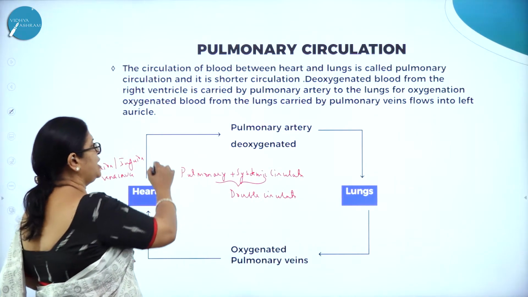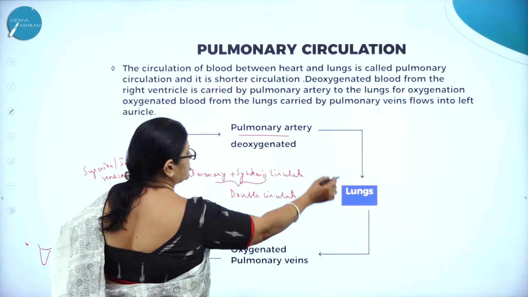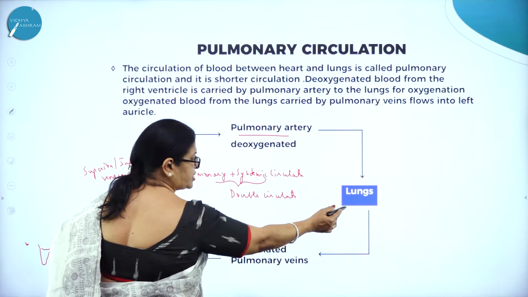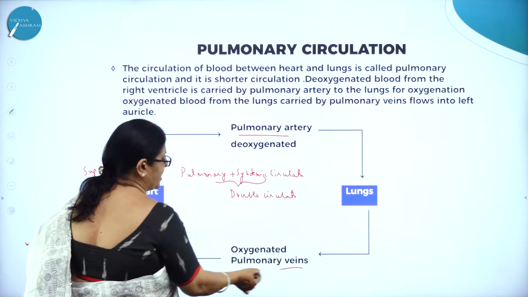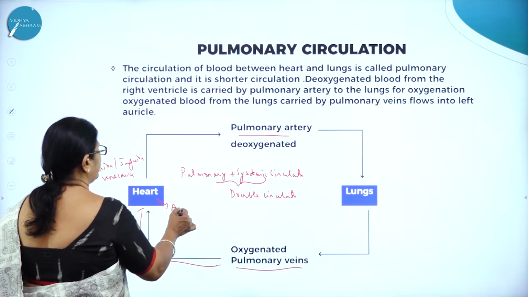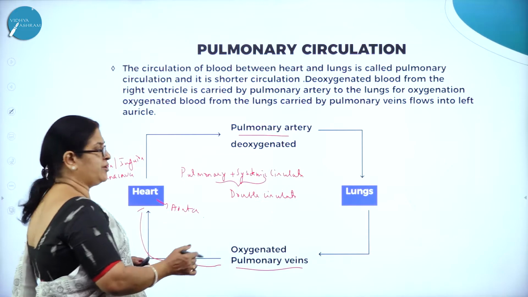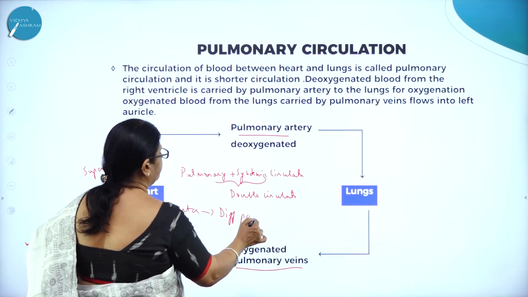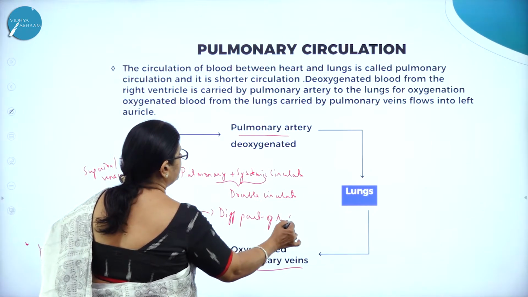From the right ventricle, through the pulmonary artery, it goes to the lungs for purification. At the same time, the blood from the lungs is carried by the pulmonary veins. It goes back to the heart. From the heart, it goes to the aorta, and from the aorta to different parts of the body.